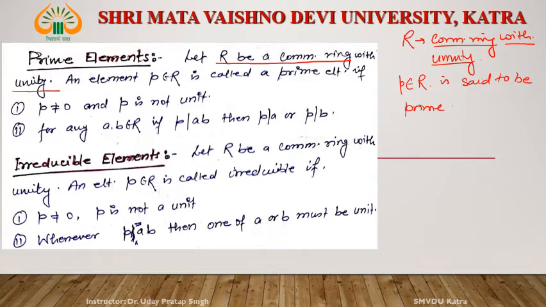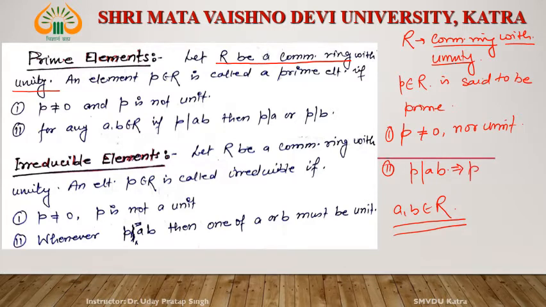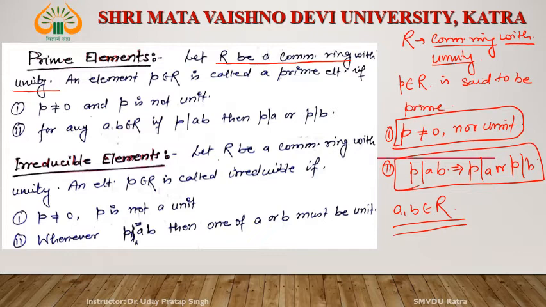What is the condition? See, p is neither 0 nor a unit. Remember that p is neither 0 nor a unit. A unit means its inverse exists in R. This is the first condition. And the second condition: if p divides ab, the product of a and b, where a and b belong to R, then p divides a or p divides b. See, this is the condition of a prime element.